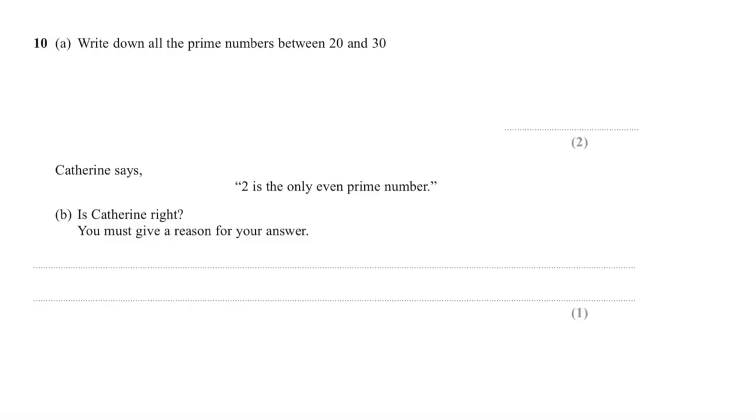Question 10. Write down all the prime numbers between 20 and 30. So there's only two prime numbers between 20 and 30. They are 23 and 29. So that's our final answer, 23 and 29.